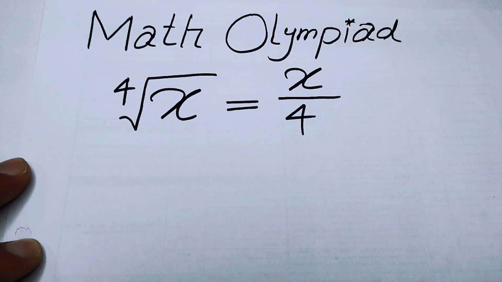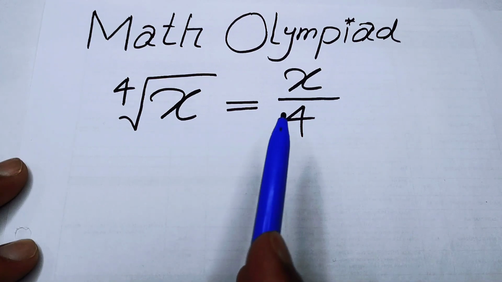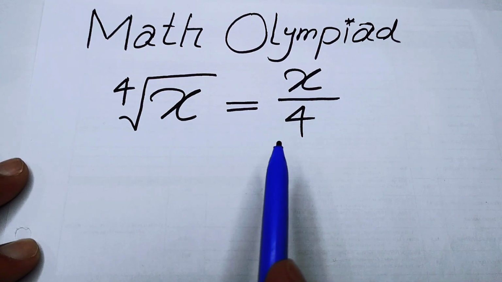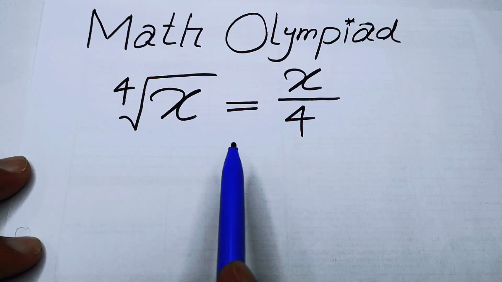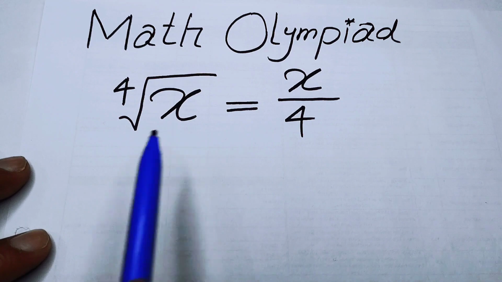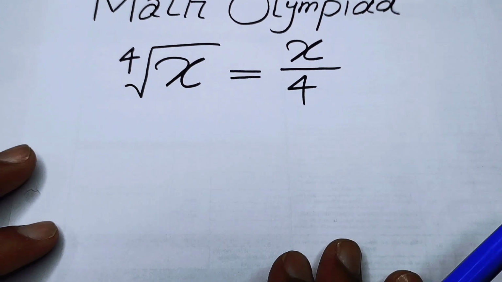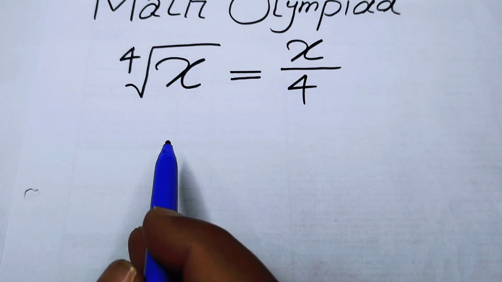In this video we are going to solve this nice radical problem. Here we have the fourth root of x is equal to x over 4, and now we can solve this problem for the value of x. The very first thing we are going to do is remove this fourth root on the left hand side. In order to remove this fourth root, we can just take a fourth power on both of the sides.